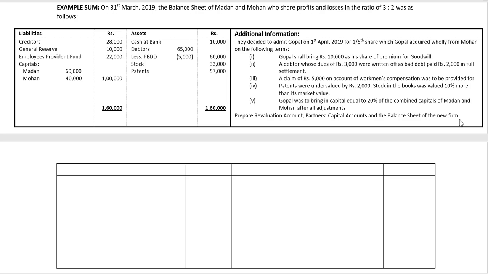new firm. So the fifth point, where Gopal is to bring in capital based on the combined capitals of Madan and Mohan, tells us that it's the second method of adjustment of capital, where we will find out the capital to be brought in by Gopal, the incoming partner, based on the capital of the existing partners Madan and Mohan. So we'll begin with the revaluation account, prepare the partners' capital accounts, and continue with the balance sheet of the new firm. So let's go to the solution.